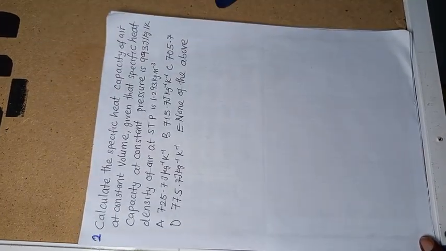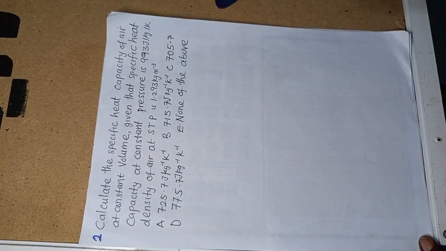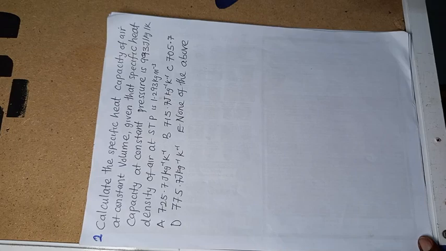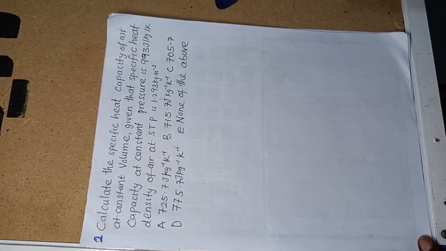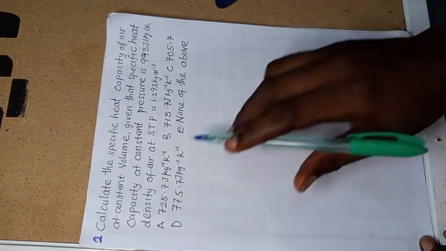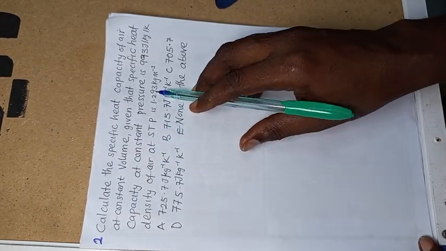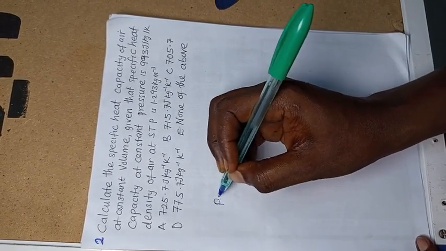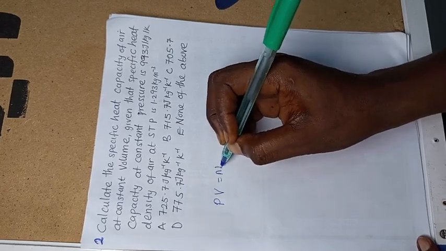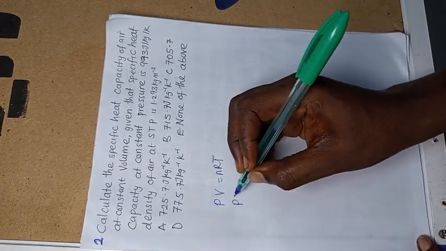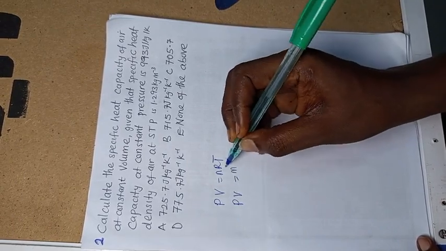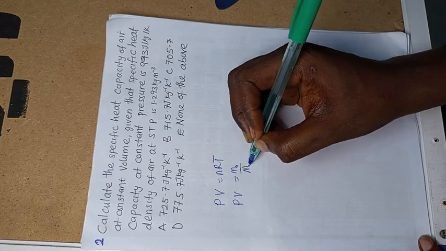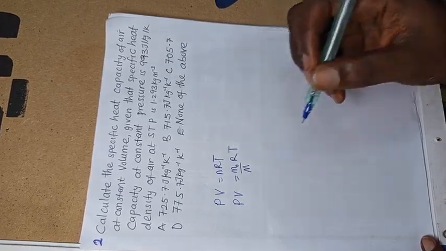This one says calculate the specific heat capacity of air at constant volume, given that the specific heat capacity at constant pressure is 993. They now give us the density of air at STP to be this. So what I want to do now is use PV equal to nRT, with the number of moles being mass over molar mass.